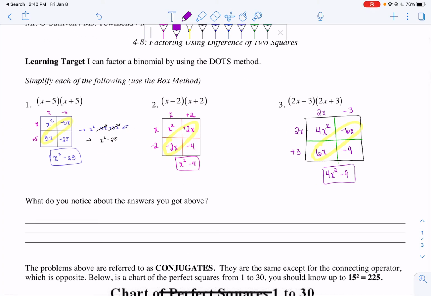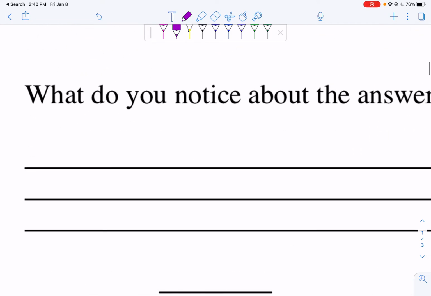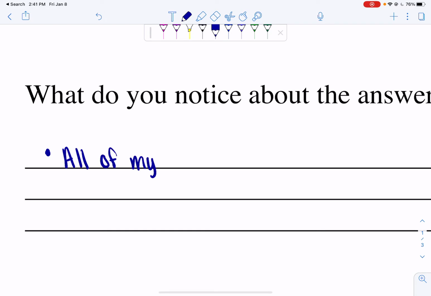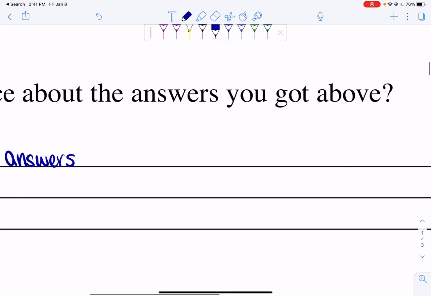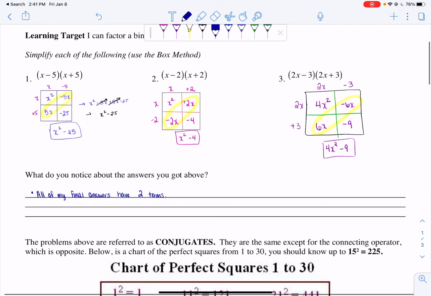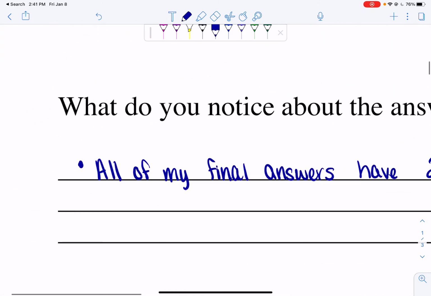So what do you notice about the answers that you got above? This is the edPuzzle question, so you're going to have to answer this question on edPuzzle. But what I notice is that all of my final answers have two terms. And if I look, they all have a minus sign right in the middle.